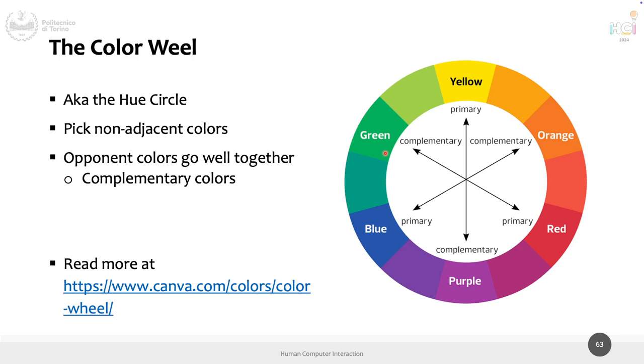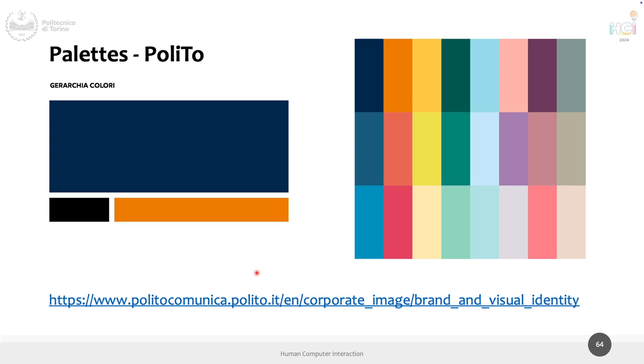If you say my primary color is, let's say, orange or blue, then I can put orange together with blue and then play with shades of orange, shades of blue, etc. And if you want to read more about the color wheel, there is this page that explains the logic behind the model.